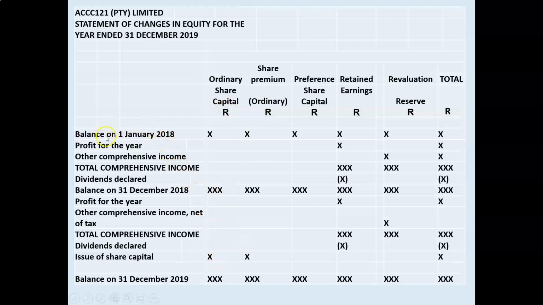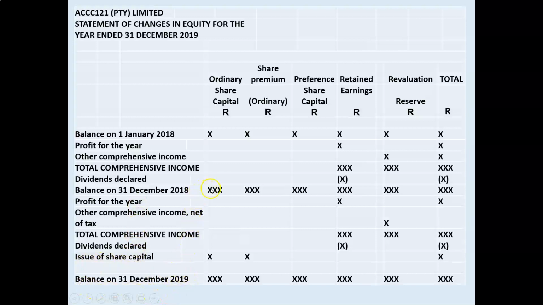Now, look here. We have to give comparative figures. So we start at the beginning of 2018. We work up to the end of 2018. This was for the end of 2018, and then we will do the current year and we will close off with 31 December 2019. Why? Because we have to give comparative figures. Now you can only do that in the statement format by starting at 1 January 2018, getting a balance as at the end of 2018, then working forward with the movements in the current year and closing off with a balance at the end of 2019.